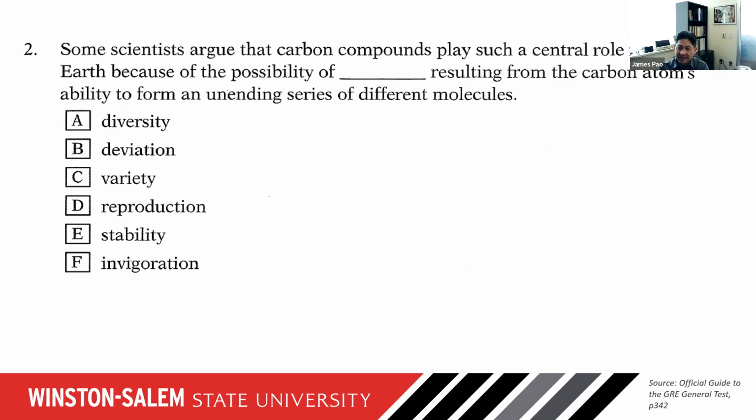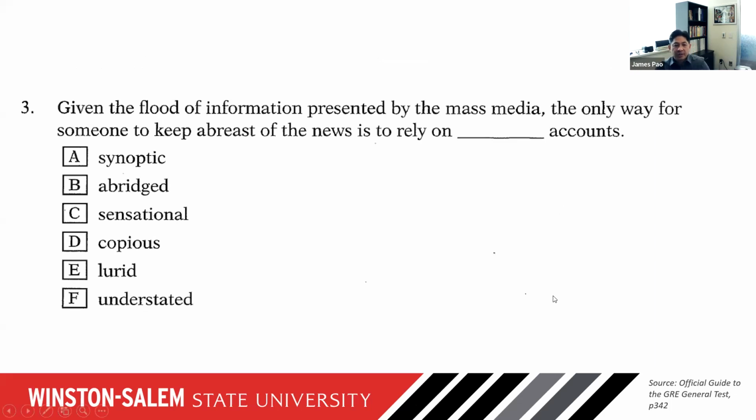The other key thing is this keyword, central role in life on Earth, right? So it's a positive, it's a good thing. And so diversity and variety are both good things that are essential to life on Earth. All right, so you got it. A and C is correct. Let's move on. Next question.